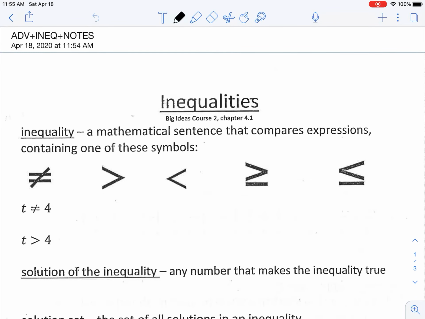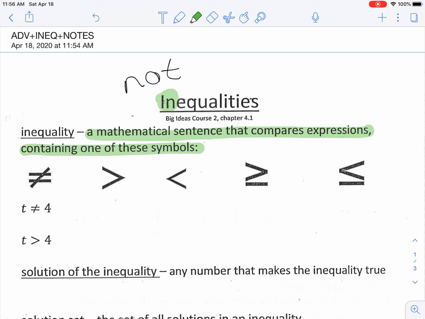Hey everybody, we're going to start something new today, and that is inequalities. So we've been working on equations. Equations is when you have two expressions that are equal to each other on opposite sides of your equal sign. But if you think about what the prefix in means, it means not. So an inequality is something that is not equal. The definition of an inequality is a mathematical sentence that compares expressions containing one of these symbols.